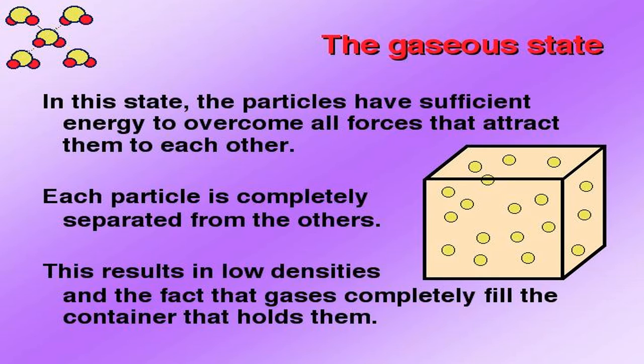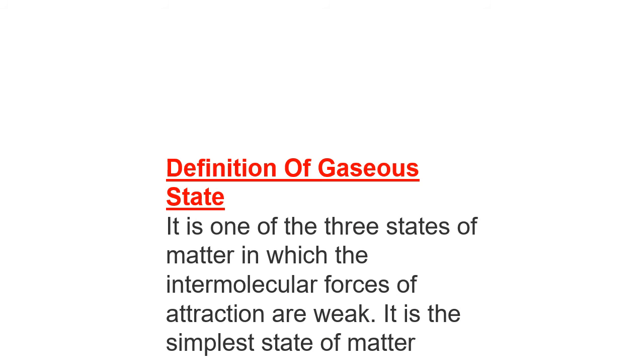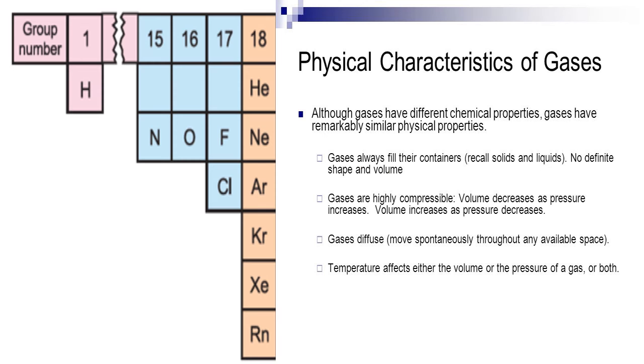Just now we discussed this. Now here is a definition of the gaseous state of matter. It is one of the three states of matter in which the intermolecular forces of attraction are weak. It is the simplest state of matter. So this is the clear-cut definition for the gaseous state of matter.